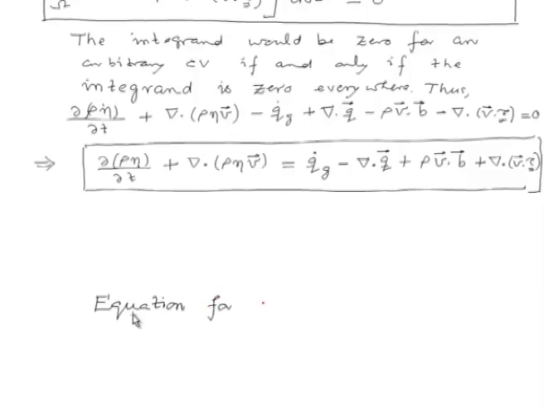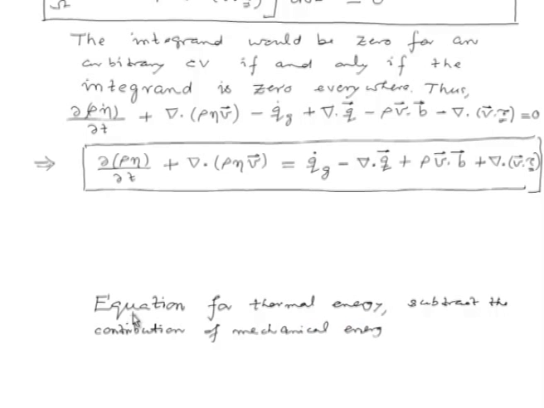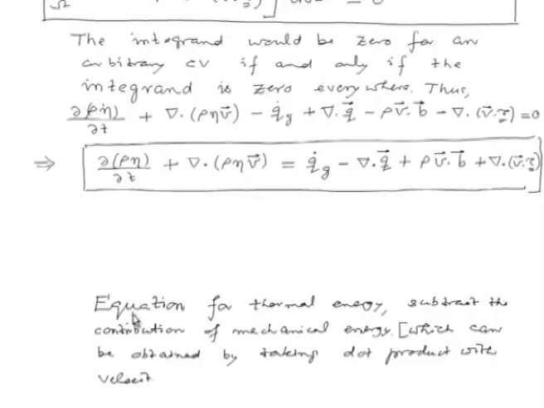Now, if you want to obtain the equation for thermal energy, we simply need to subtract the contribution of mechanical energy. This latter part could be obtained by taking dot product with V, the velocity vector, of the momentum equation.